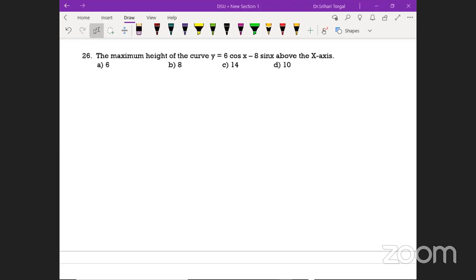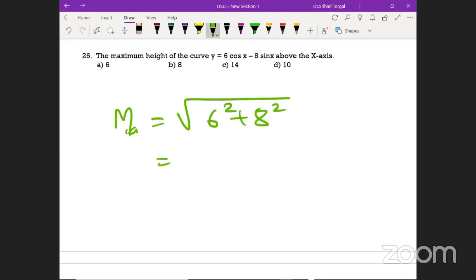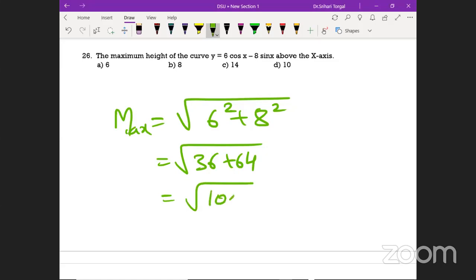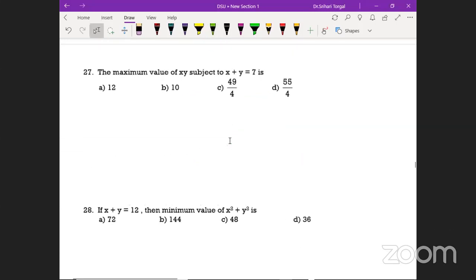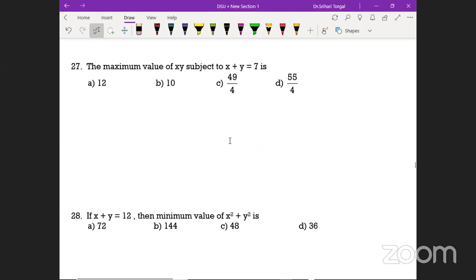Yes, the maximum root of 6 square plus 8 square, correct? Thirty-six plus 64. 36 plus 64. Root 100. 10 is the answer. Good. Many of them you answered right. Yeah. Now tell me.